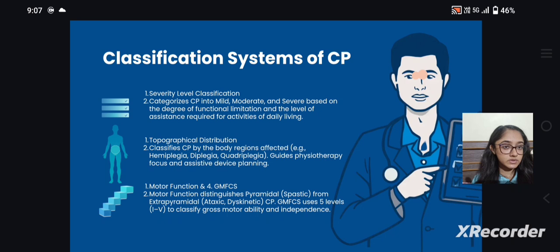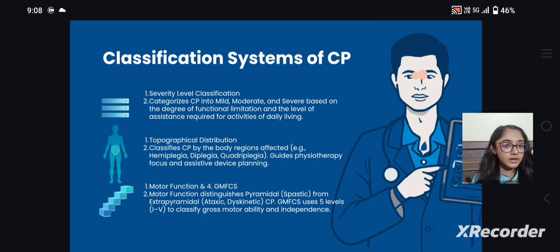Now, classification of CP. First of all, based on severity level, it categorizes CP into mild, moderate and severe, based on the degree of functional limitation and the level of assistance required for activities of daily living. Then topographical distribution. It classifies CP by the body region affected. For example, it could be hemiplegia, diplegia or quadriplegia. It guides physiotherapy focus and assistive device planning.